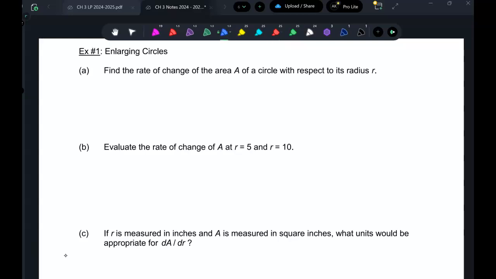Okay, enlarging circles. So we're going to pretend there's a circle and it's getting bigger, okay? We want to find the rate of change of the area with respect to its radius r. So first thing I want you to do is let's write the area of a circle as a function of r. So meaning I want A equals pi r squared. Okay, so I want A of r, and yes, equals pi r squared.